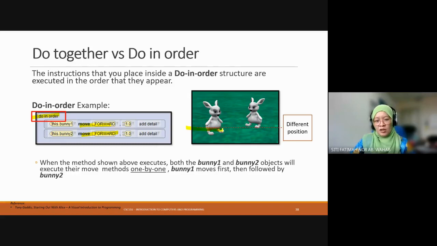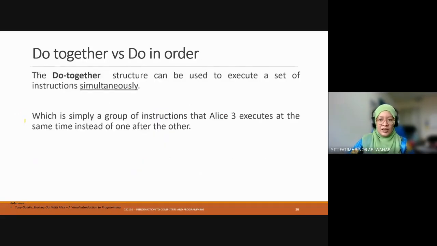So they won't reach similar position at the same time. Okay, when this method executes, both the bunny 1 and bunny 2 will execute their move method one by one. So bunny 1 yang akan move dulu, baru bunny 2 sebab you buat do in order. Do together, the instructions are executed simultaneously at the same time.